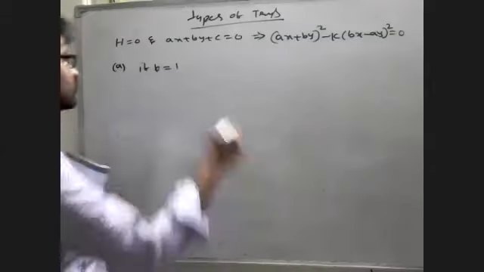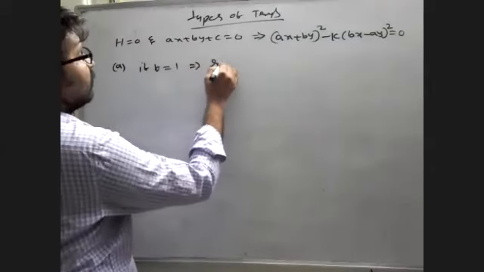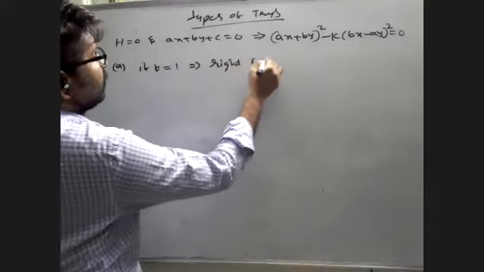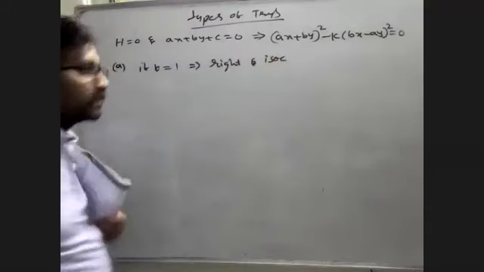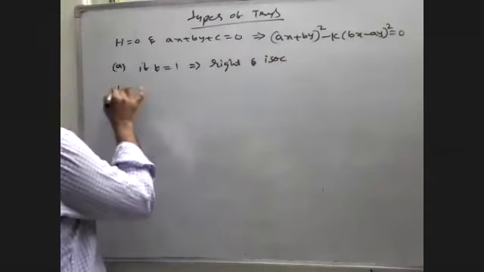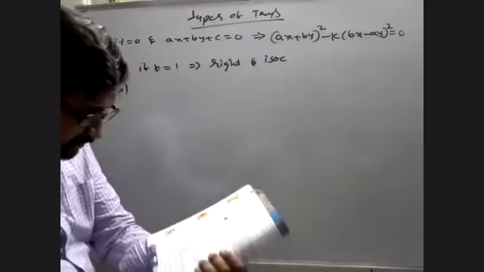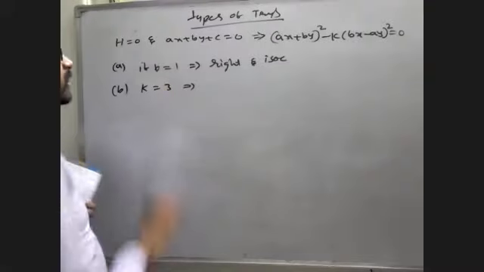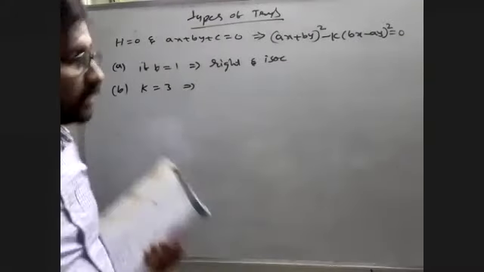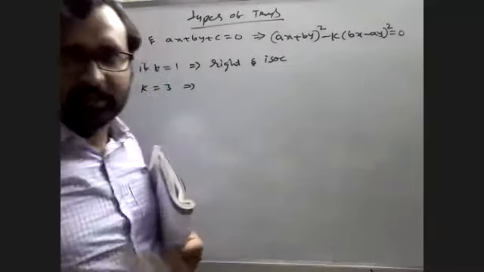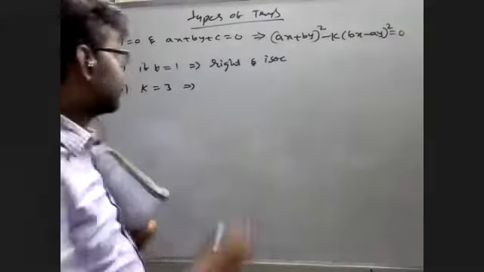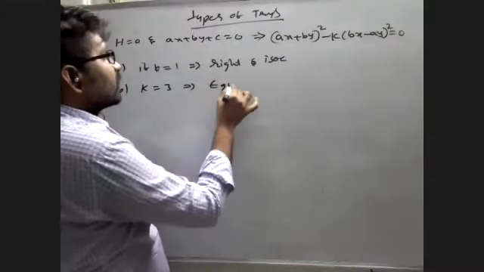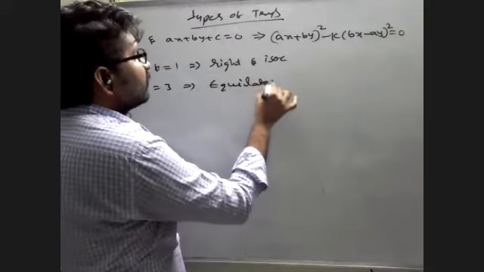right angle isosceles. Then the triangle is right angle isosceles. And the second one, if k equal to 3, then the triangle is clearly an equilateral triangle. Already we have this in the question. Then the triangle is an equilateral triangle.